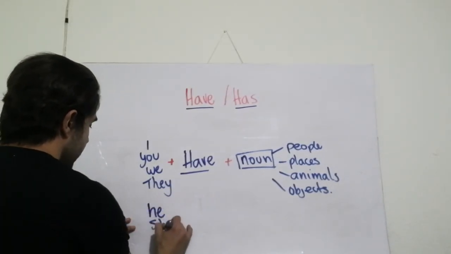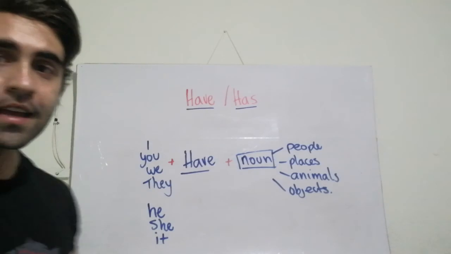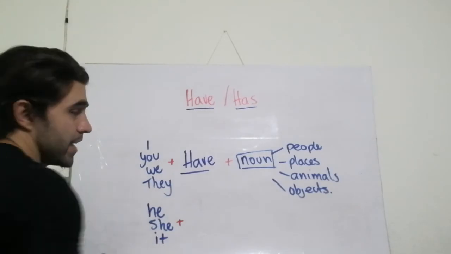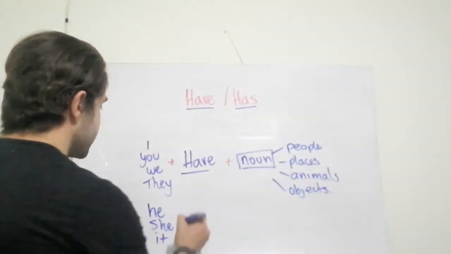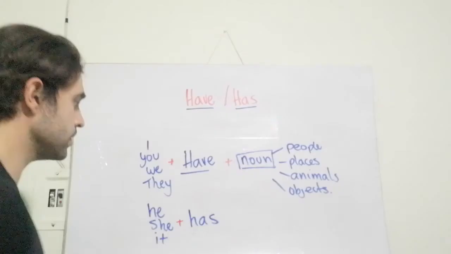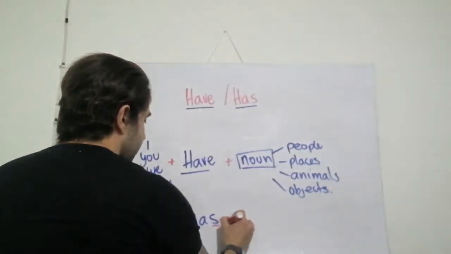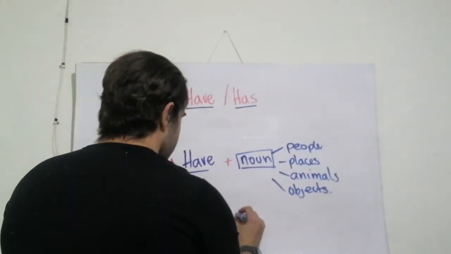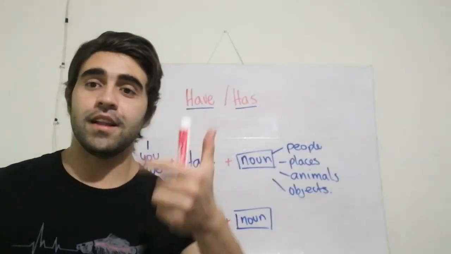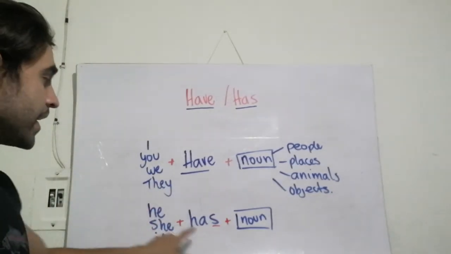he, she, and it, but in this case, he, she, and it, we use it with a different form of the verb. In this case, I don't say he have, but in this case, I say he has, because we're talking about third person, right? Talking about third person. And finally, at the end of the sentence, we use a noun. In this case, an animal, a person, a place, or an object, right? So I say he has a car.